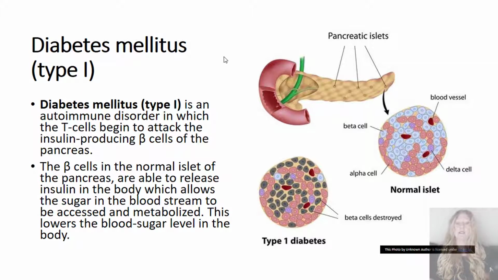Diabetes mellitus type 1 is an autoimmune disorder in which the T cells of the immune system begin to attack the insulin-producing beta cells of the pancreas. The beta cells in the normal islet cells of the pancreas are able to release insulin in the body, which allows the sugar in the bloodstream to be accessed and metabolized. This lowers the blood sugar level in the body.